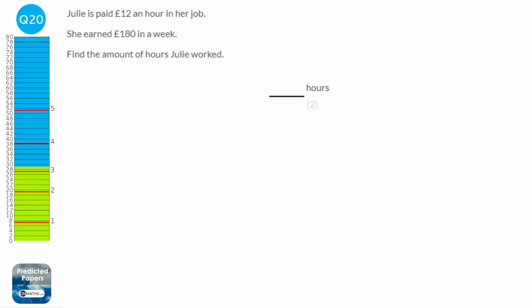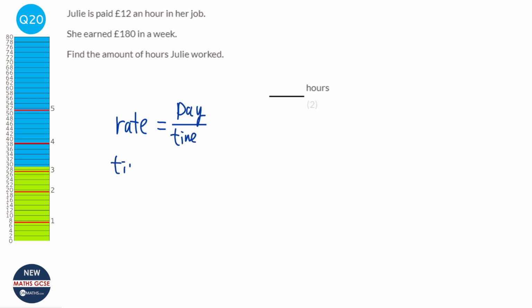Rate is always something over time. So in this question, we can work out the rate as being the pay, or the final pay, over time. Now we're asked what the time is, so we're just going to put the time on the left hand side, and swap the rate and time over, so it will just be pay over rate.